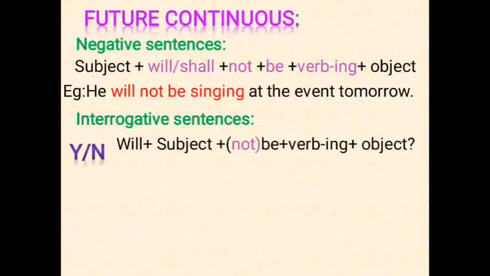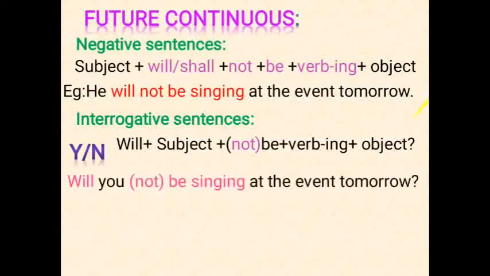And the interrogative sentences, as we have discussed previously, are of two types, yes or no and WH. For yes or no, the structure is will plus subject plus be plus verb in the ing form plus object followed by a question mark. And if it is a negative interrogative, then we add the word not before be. Let's look at this example. Will you be singing at the event tomorrow? This is a positive interrogative sentence. Our negative interrogative will be, will you not be singing at the event tomorrow?